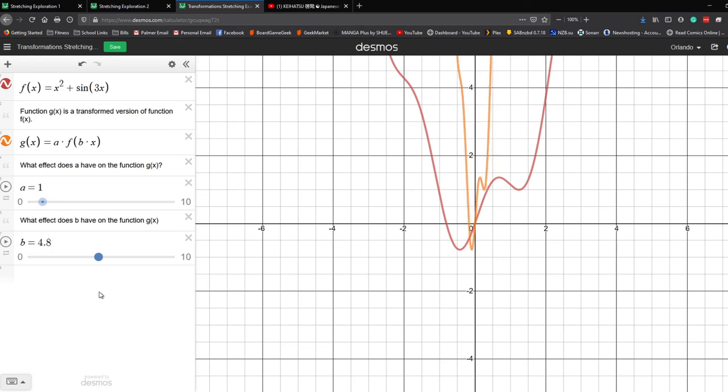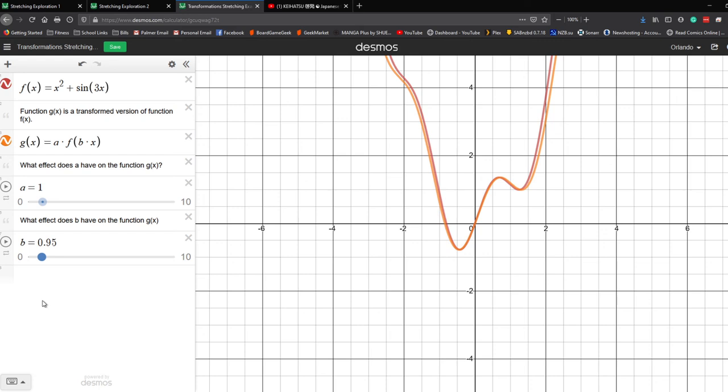Now, if it's less than 1, but greater than 0, then we're seeing the opposite. It's a horizontal stretch. So we're pulling it from the sides until finally it flattens out. Kind of like getting a spring and pulling the spring out till it just turns into a flat wire, like so.